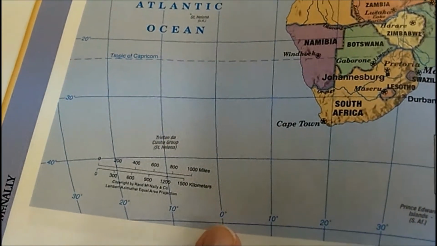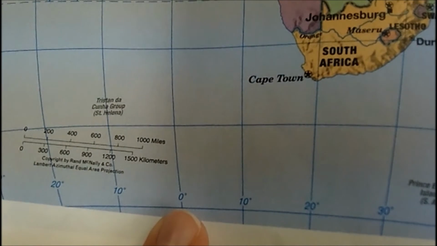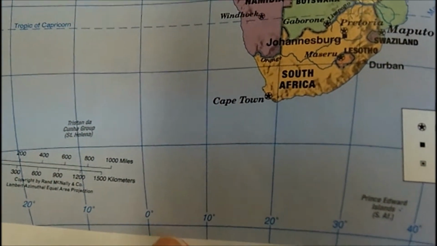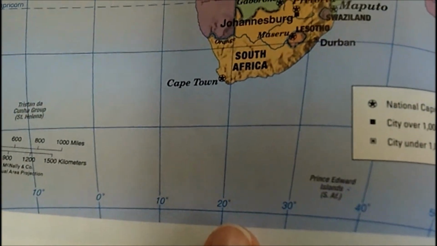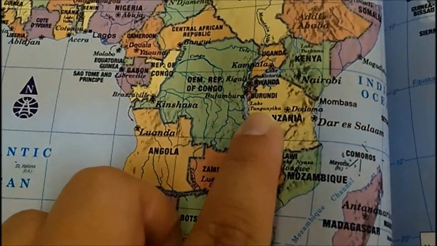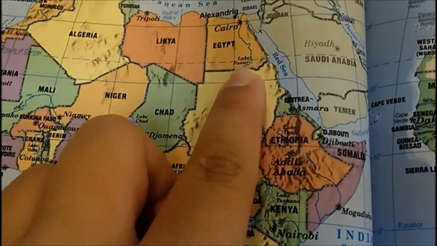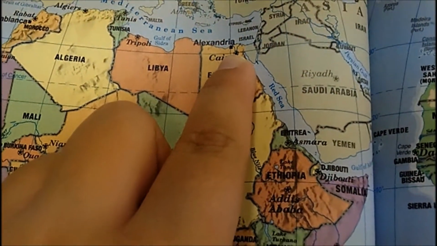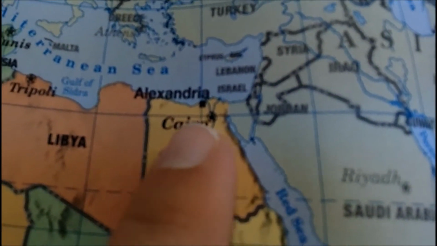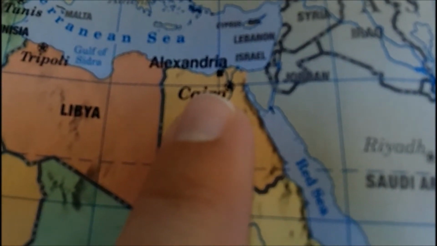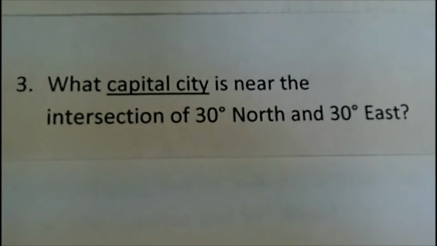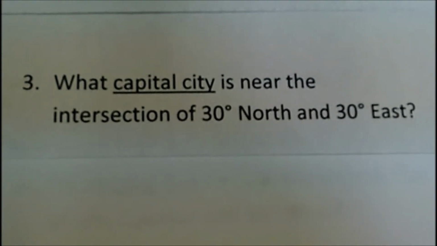The prime meridian is also known as 0 degrees. I need to go east of the prime meridian, 10, 20, 30 degrees. Here's the other line. I need to trace it up to where it intersects with 30 degrees north. If I look, there's the intersection of those lines. What capital city is near the intersection of 30 degrees north and 30 degrees east?